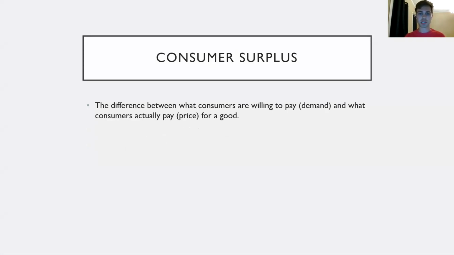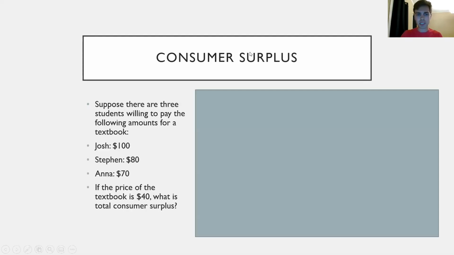So consumer surplus is just the difference between what consumers are willing to pay for a good, in other words, their demand for the good, and what the consumers actually pay for the good, which is the price of the good. And so let's do a little example to illustrate this concept. So we've got 3 people, Josh, Stephen, and Anna, and they're all willing to pay some amount for a textbook, and their amounts differ for each of them. Now the market price for this textbook is $40, and so that's what they'll each have to pay.